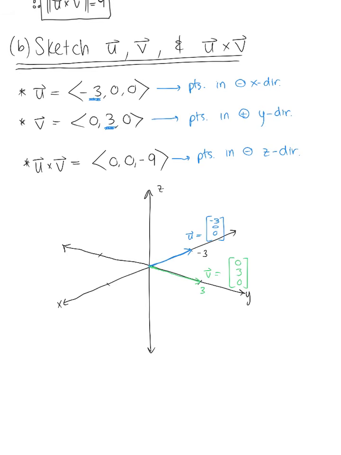And then last but not least, we want to sketch the cross product u cross v. And we know it's going in the negative z direction. So we'll say right about there is -9. So this is our vector for the cross product of u and v, which has components 0, 0, -9. And just in looking at this, we can see that it's creating a right angle with these two vectors. And so that is our final answer here.